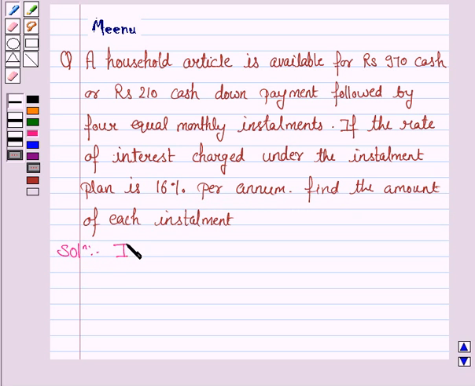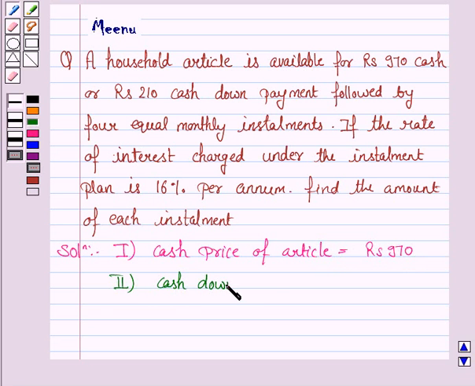The first step is to write the cash price or CP of the article. And it is given to be rupees 970. The second step is to write the cash down payment. Which is rupees 210.